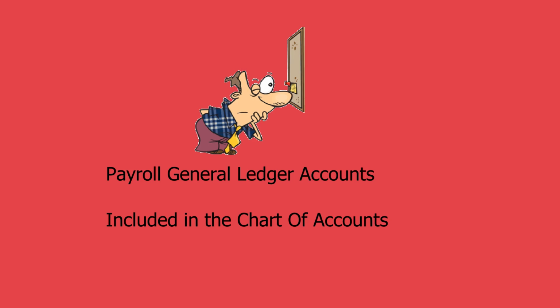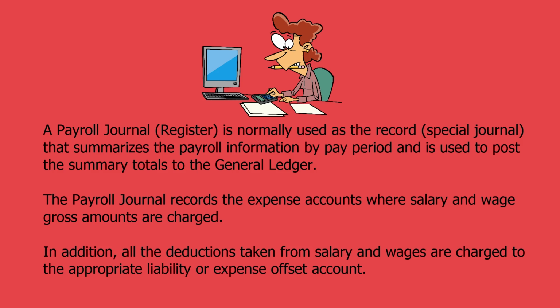Payroll general ledger accounts included in the chart of accounts. A payroll journal register is normally used as the record, special journal, that summarizes the payroll information by pay period and is used to post the summary totals to the general ledger. The payroll journal records the expense accounts where salary and wage gross amounts are charged. In addition, all the deductions taken from salary and wages are charged to the appropriate liability or expense offset account.